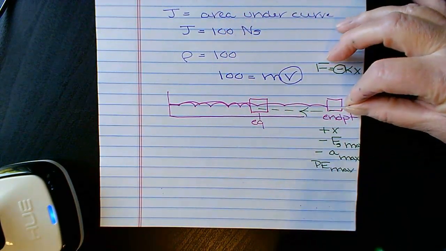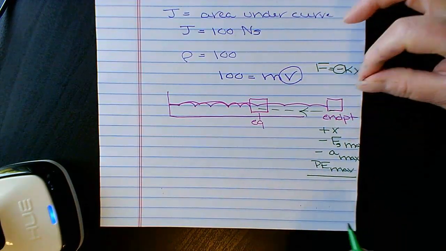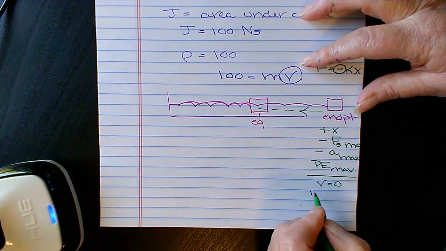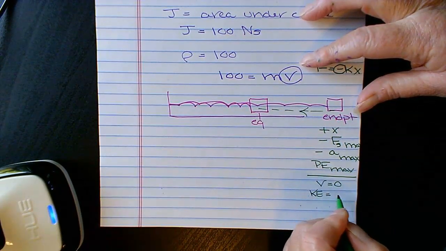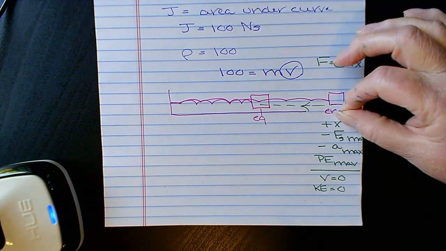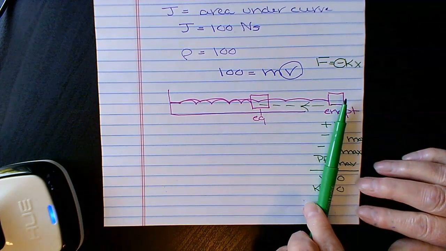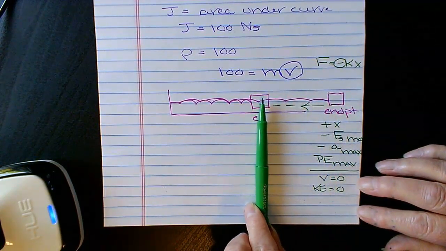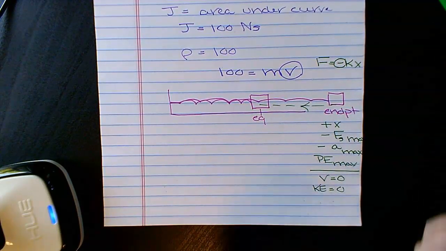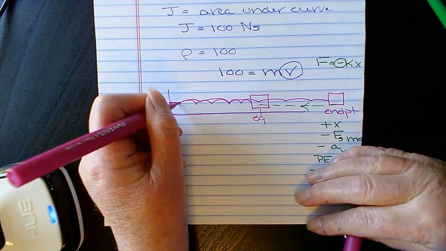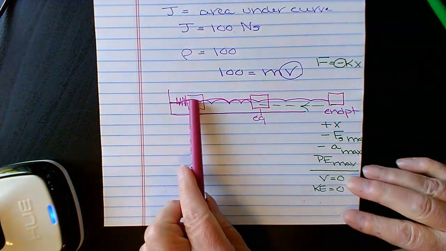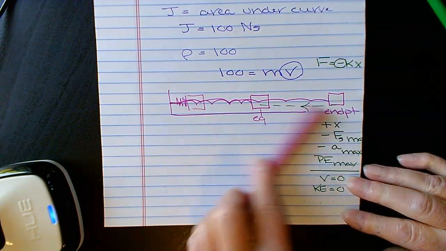And because I'm holding it, I'm going to put a line here. Because I'm holding it, the velocity is 0, which also means that the kinetic energy is 0. All right, now I'm going to let go. And when I let go, it's going to boing back. It's going to pass equilibrium, but it's going to keep on going, and it's going to scrunch the spring up over here. And then it's going to keep on going back and forth, back and forth.